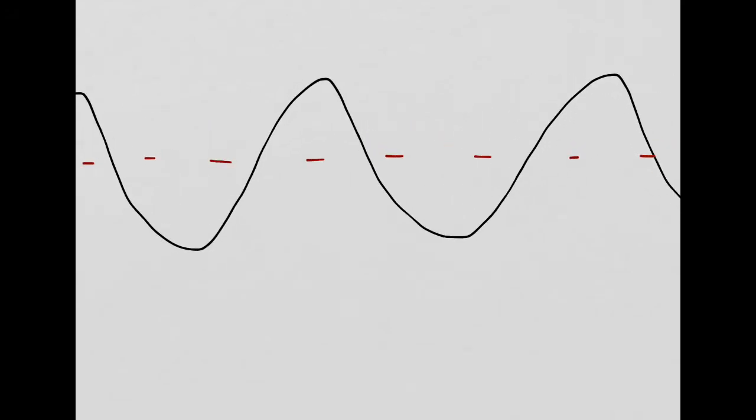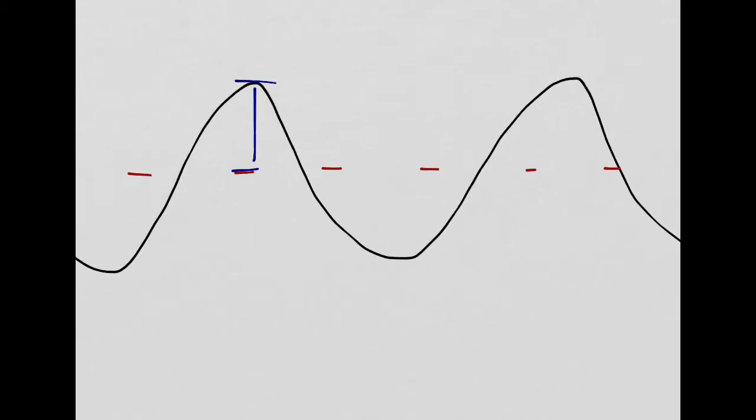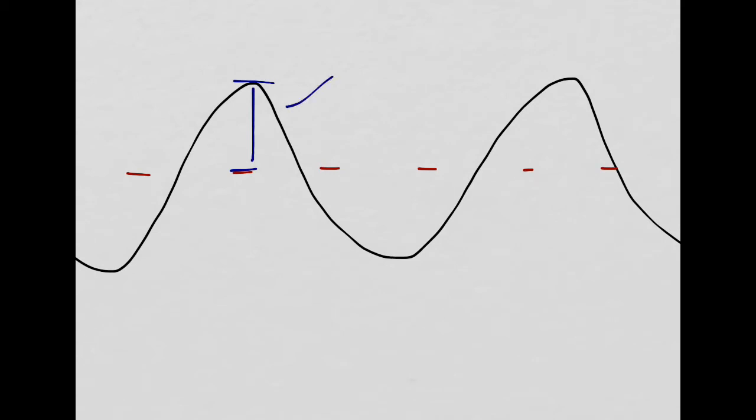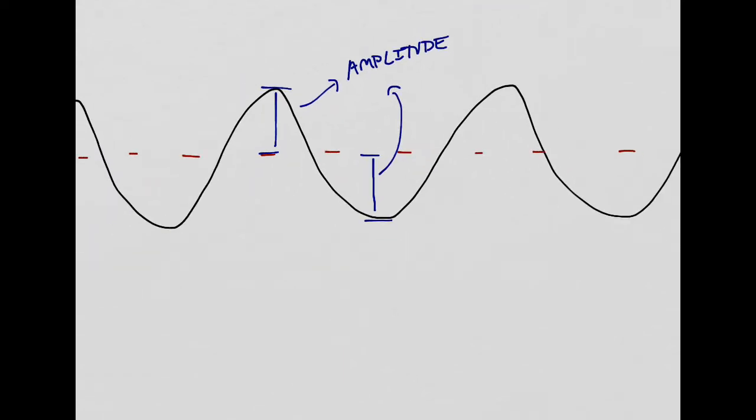If I were to draw the distance between the middle of the wave and the crest of the wave, I would get the amplitude of the wave here. Additionally, I could also draw the distance between the trough and the middle, and that would also give me the amplitude. And you also know that any distance between two of the same parts on a wave is going to give you the wavelength, also called lambda.